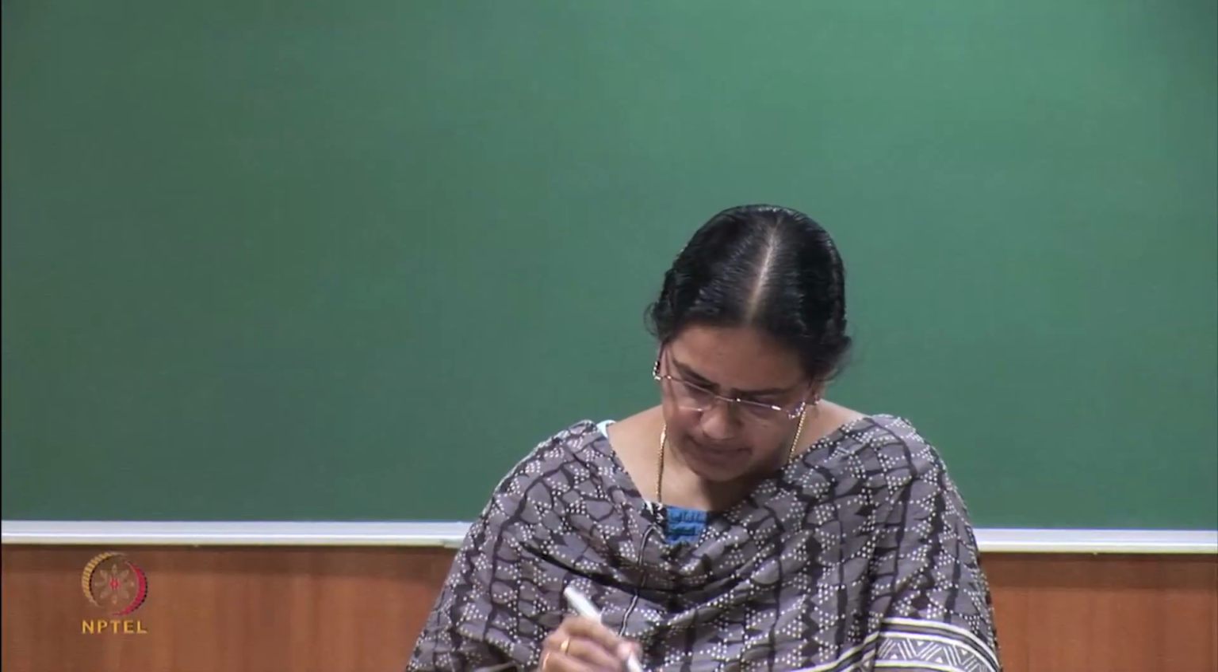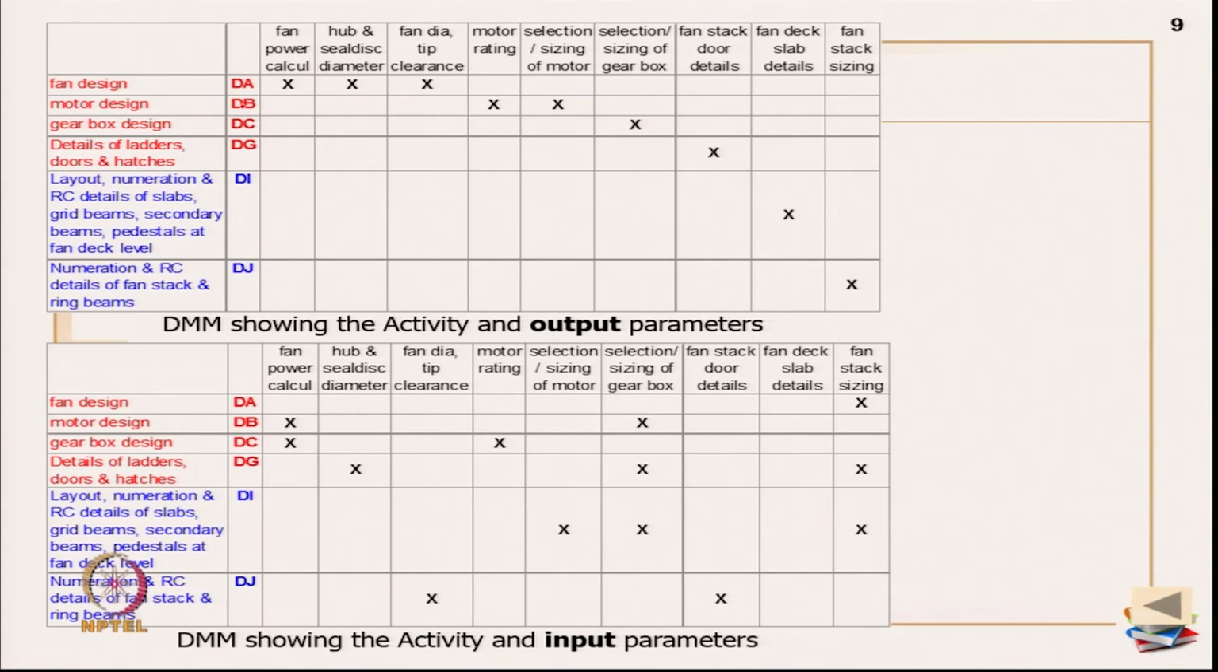Okay. So, for example, let me read through. Fan design: this is for output parameters and this is for input parameters. Fan design can release fan power calculations, which is required by motor design and gearbox design, and fan design can release hub and seal disc diameter, which is required for design of ladders, doors and hatches. So, fan design also releases fan diameter and tip clearance, which is required for numeration and RC details of fan stack and ring beams. So, like this you have to go through this.